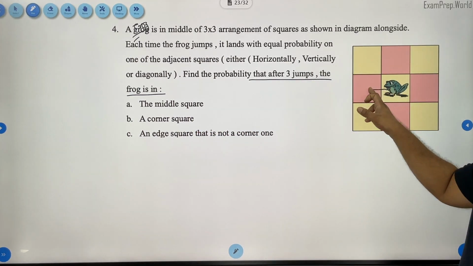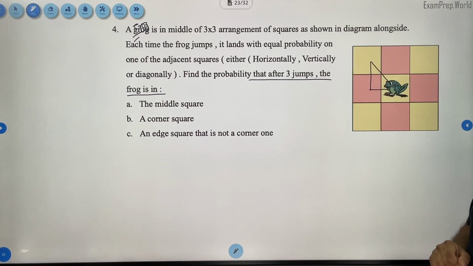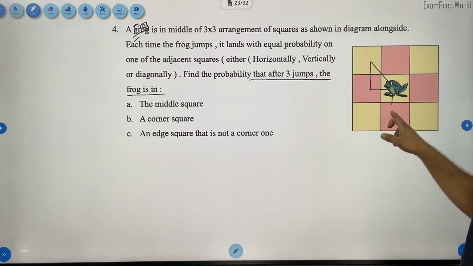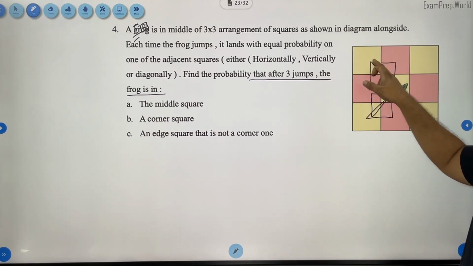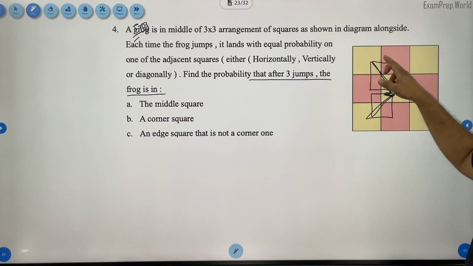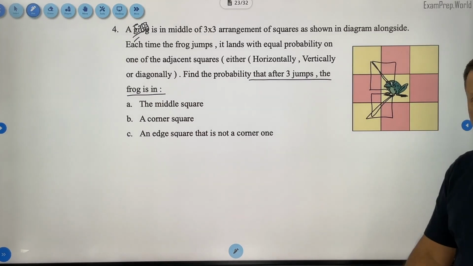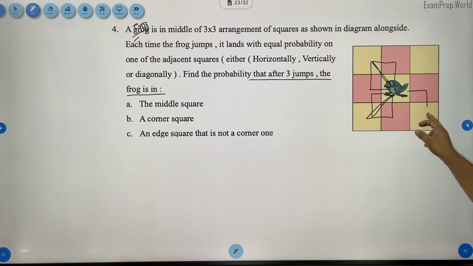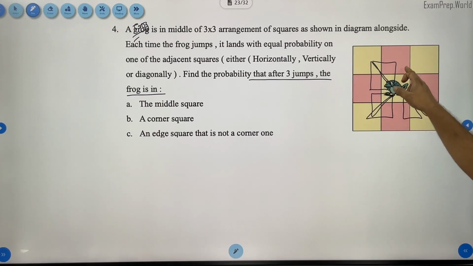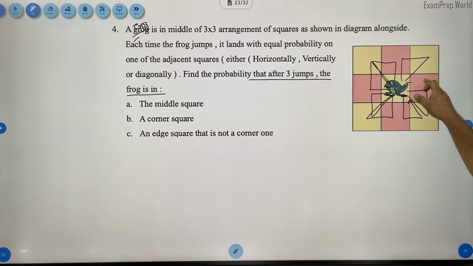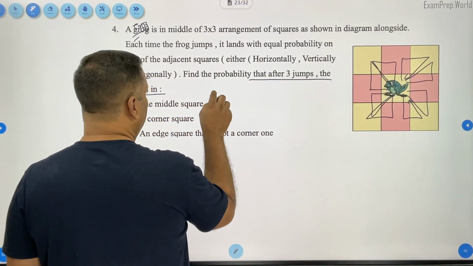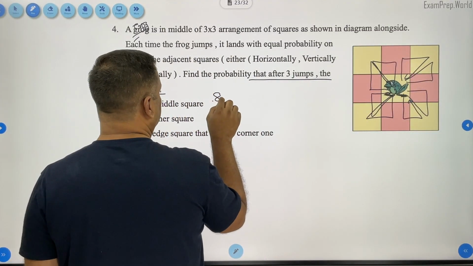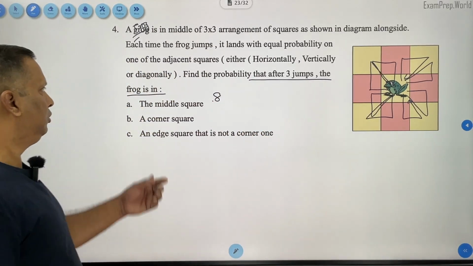So the frog can jump here, here and here, right, in the middle, or he can go like this, like this, like this, or like this, like this, like this. How many here? 1, 2, 3, 4. 4 ways, and 4 will be on the right side also. He can go like this, he can come like this, he can go like this, or he can come back like this. So how many possibilities are there? 8. So there are 8 possibilities that the frog can come into the middle square.